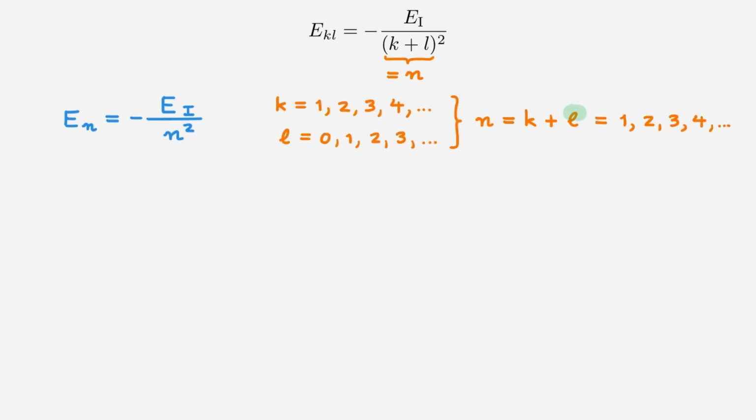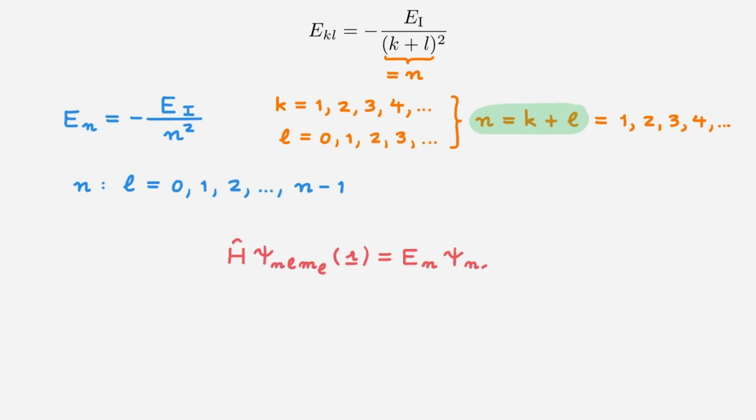And from the definition of n here, we can also conclude that for a given n, L can take any value from 0, 1, 2, and so on in steps of 1 all the way to n minus 1. With this new label, we can now rewrite the energy eigenvalue equation of the hydrogen atom like this. The energy eigenfunctions depend on 3 labels, n, L, and m_l, but the energy eigenvalues only depend on the label n. So, what is the total degeneracy of an energy eigenvalue E_n?